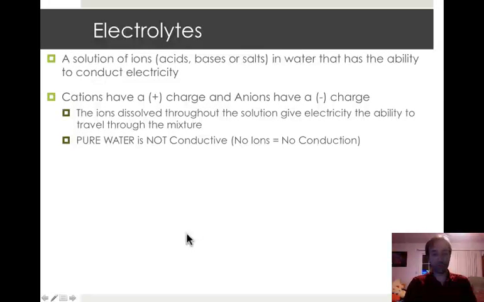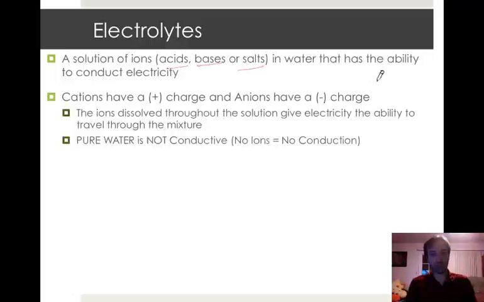Now, one example of a solution or homogeneous mixture that involves dissociating ions would be what we call an electrolyte. To make an electrolyte, you create a solution or homogeneous mixture of ions with water. And those ions could be an acid, they could be a base, or they could be a salt. But the point is that they are ions that are nicely dissociated in the water so that you can't see them. It's all in one phase, just kind of looks like water, and they've distributed those ions throughout.